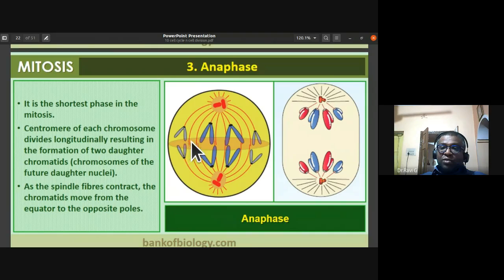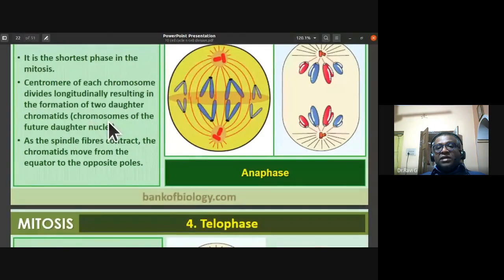You can see that they have only two chromosomal arms. They divide longitudinally, resulting in the formation of two daughter chromatids, the chromosomes of the future daughter nuclei. So totally the number of chromosomes has not varied, but the type of chromosome has varied. You find four chromosomes at both the poles, but instead of having two sister chromatids at the centromere, they have a single chromatid.